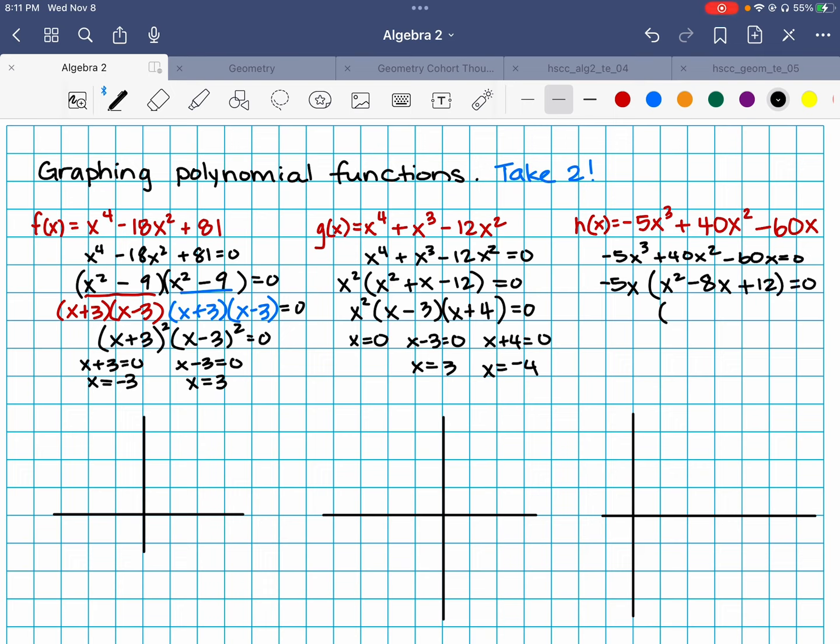We're going to factor that x squared minus 8x plus 12 into x minus 6 and x minus 2. Once again, 12 has a ton of options we talked about on the last problem. On this one, we're going to use the 6 and the 2. All right, and then we're going to solve it.